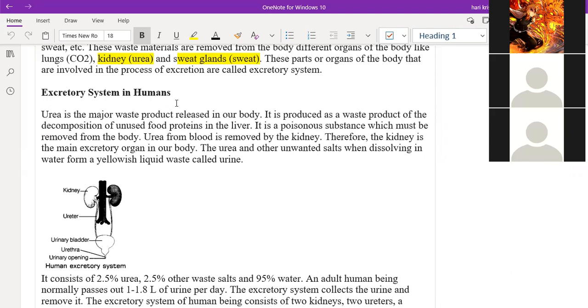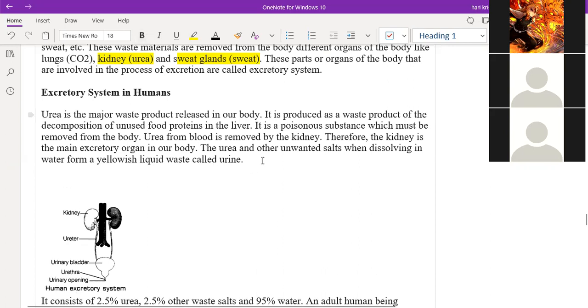Okay. So the major waste product formed in our body is called what? Urea. Okay. So what is the general formula of urea? Anybody knows? Sir, what is the general chemical formula for urea? The general chemical formula for urea is NH2CO NH2. That is the chemical formula for urea.